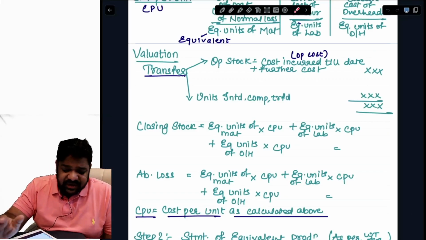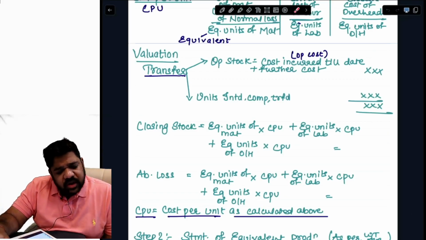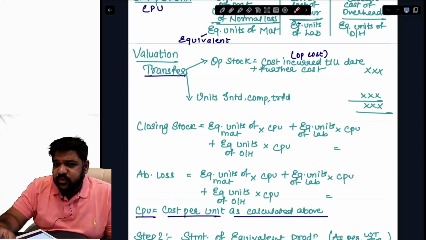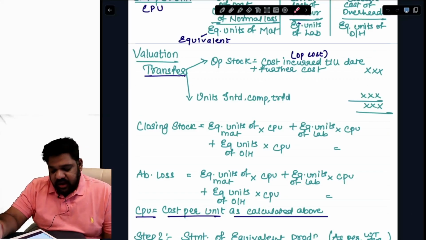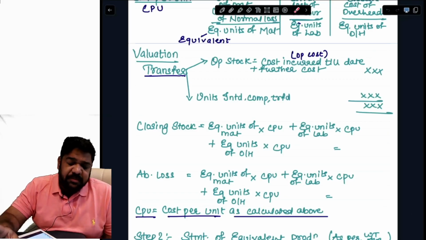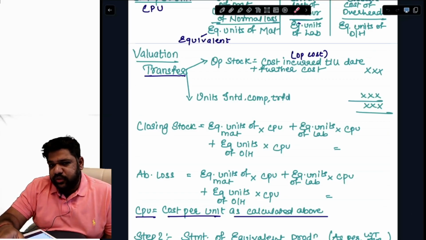But apart from that, the other valuations are the same. The closing stock, abnormal loss, all of those valuations are the same. There is no difference over there. And that's what you have for the equivalent production. Just remember these five steps, and you will be able to score good marks, perfect marks in this particular section for sure.